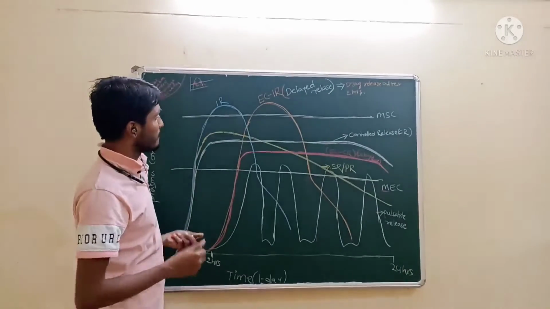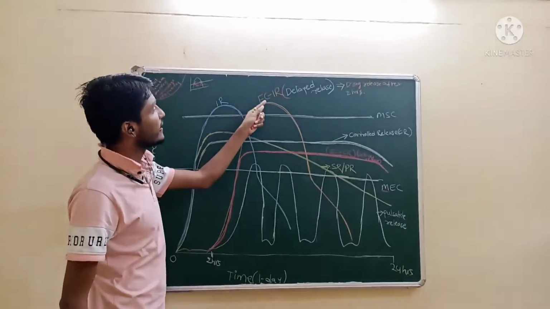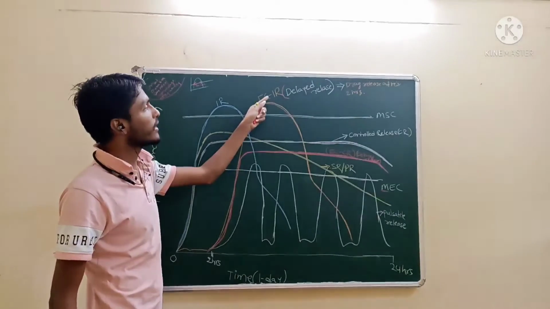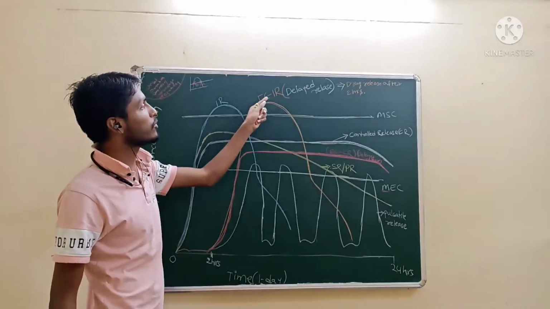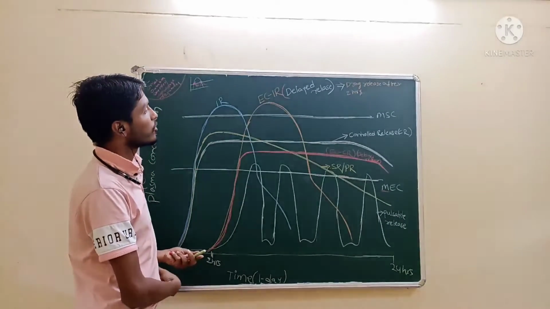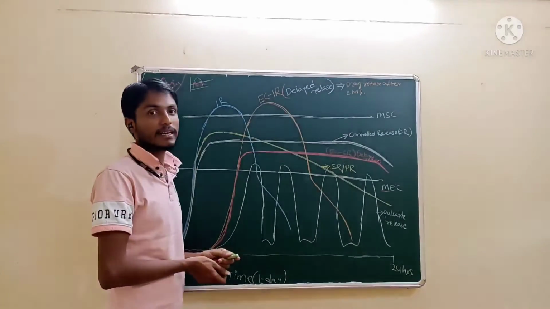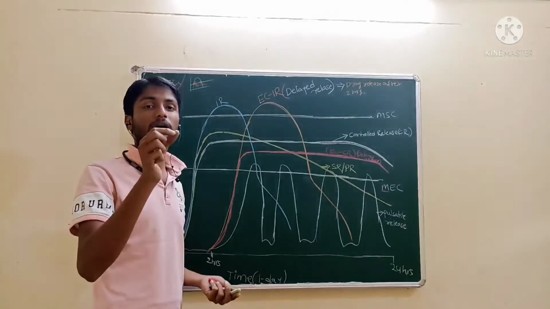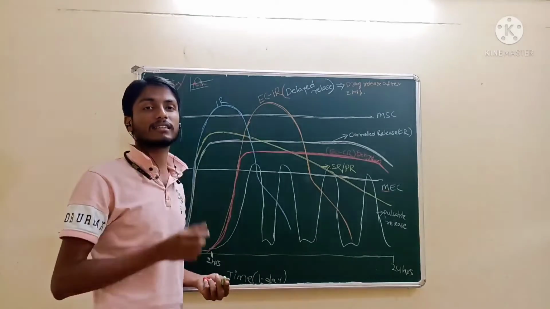Next one is enteric coated immediate release. Enteric coated immediate release we can call a delayed release. Enteric coated, the tablet should be released in the intestine.